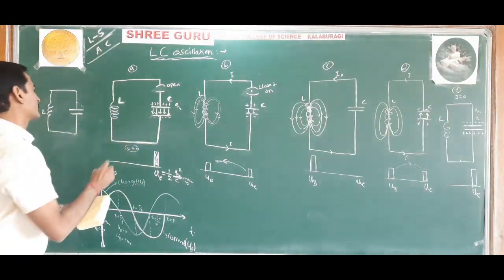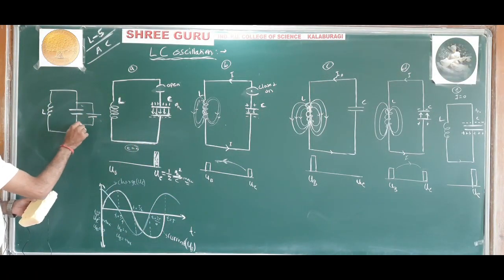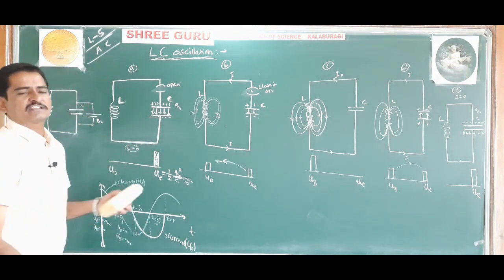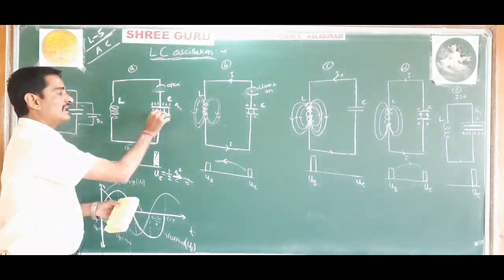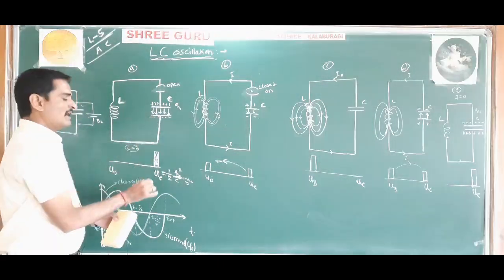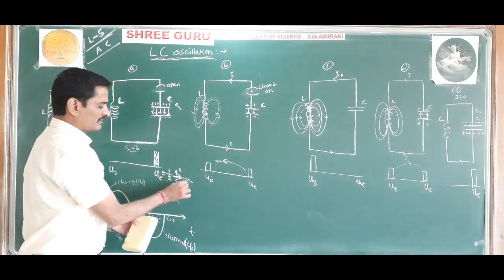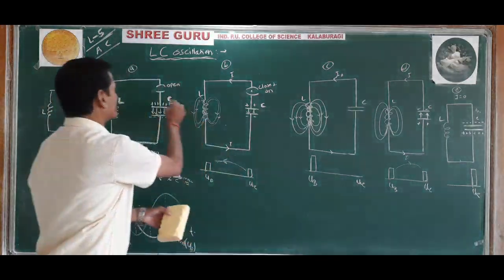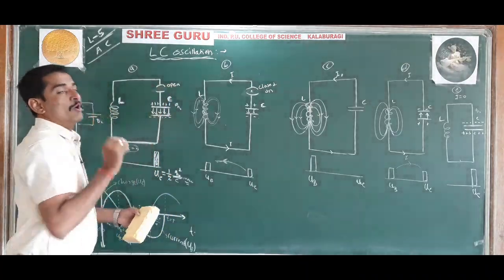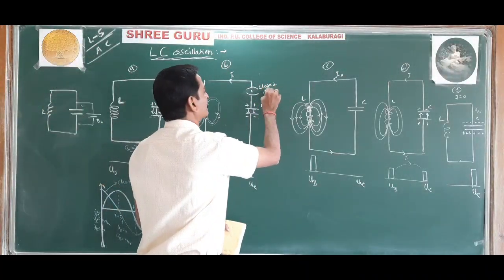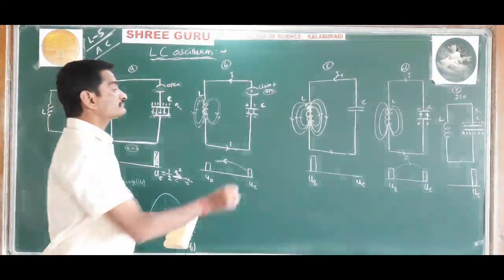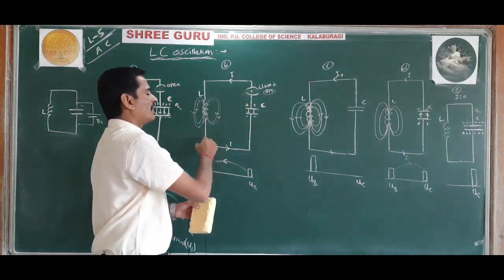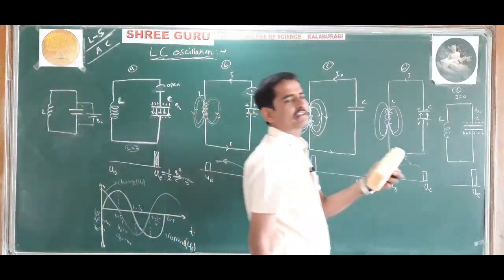The capacitor was first fully charged using a battery. When it is fully charged, the electrical energy is stored in the electric field of the capacitor, and the maximum electrical energy stored is given by this formula, where Q naught is the maximum charge stored on the capacitor. During this situation the circuit was open. Now the circuit is closed, that is, the plug key is made on. Then the capacitor is connected to the inductor, that is, the capacitor is allowed to discharge through the non-resistive inductor.